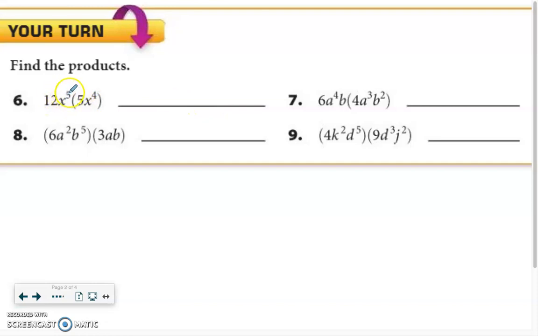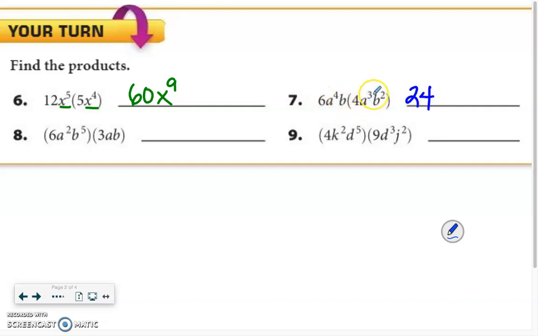So 12x to the 5th times 5x to the 4th. So we're going to do that same thing where we do like things multiplied together. So 12 times 5 would be your first thing, and that is 60. And then x to the 5th times x to the 4th. Remember, you just say like I have 5 x's and then 4 more gives me 9. Number 7, we're going to do one thing at a time like before. So 6 times 4 is 24.